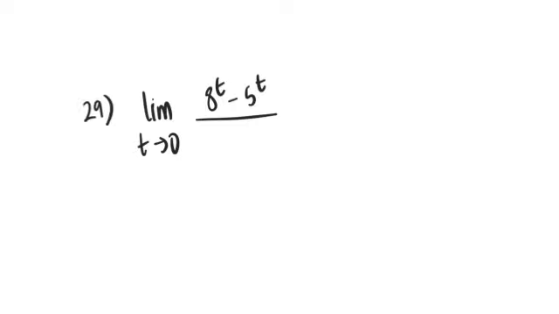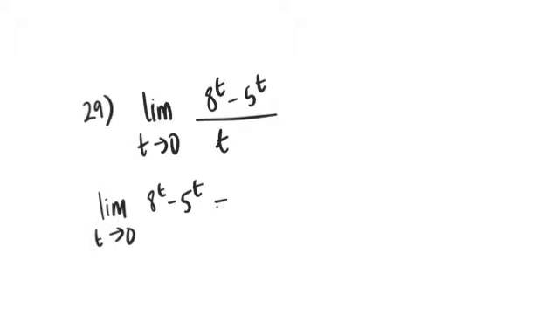Okay, let's do 29. 29 goes like this. Some of this is just being good at taking derivatives, right? Because that's what the rule does. It takes the derivative of the top and the bottom. So this one, the limit of (8^t - 5^t)/t. Well, same gig every time.